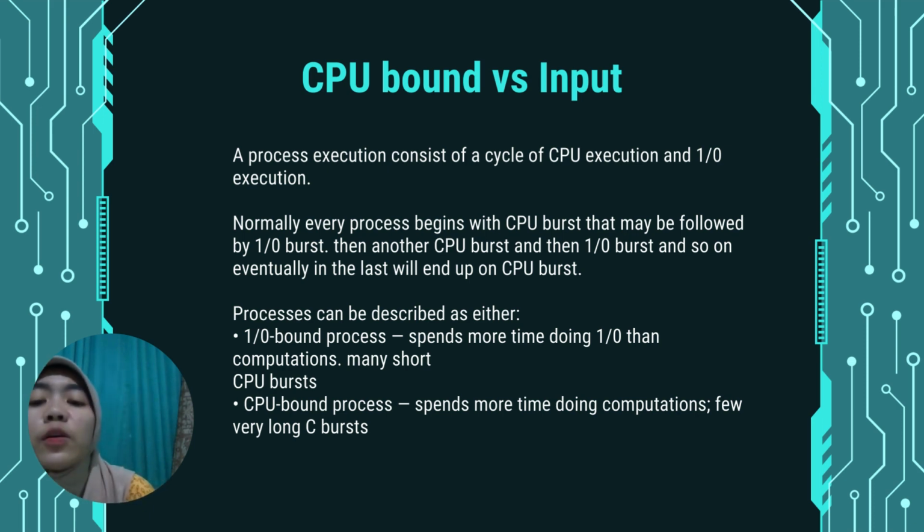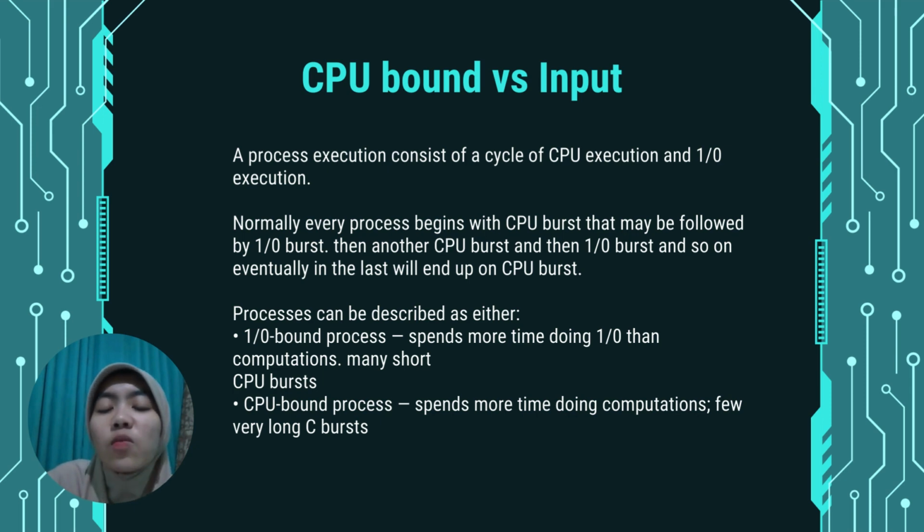The second is about input or output bound processes. Input or output bound processes are those that primarily require input or output resources for their execution. These processes spend most of their time waiting for input or output operations to complete, such as reading from or writing to disk, network communication, or user interaction.